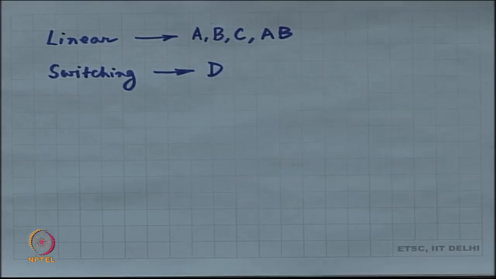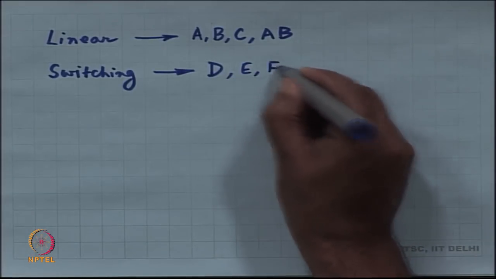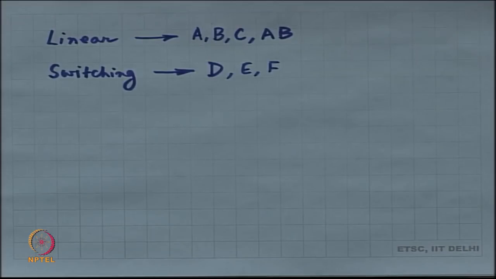A switching power amplifier is class D, and then there are a few more, they are called class E and class F. Okay. So, they are all variants of class D power amplifiers. We are not going to study them. Fine.